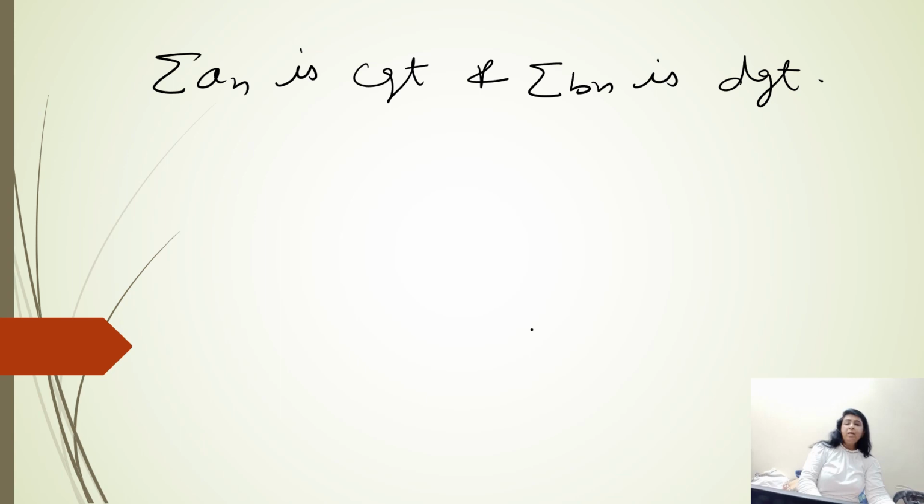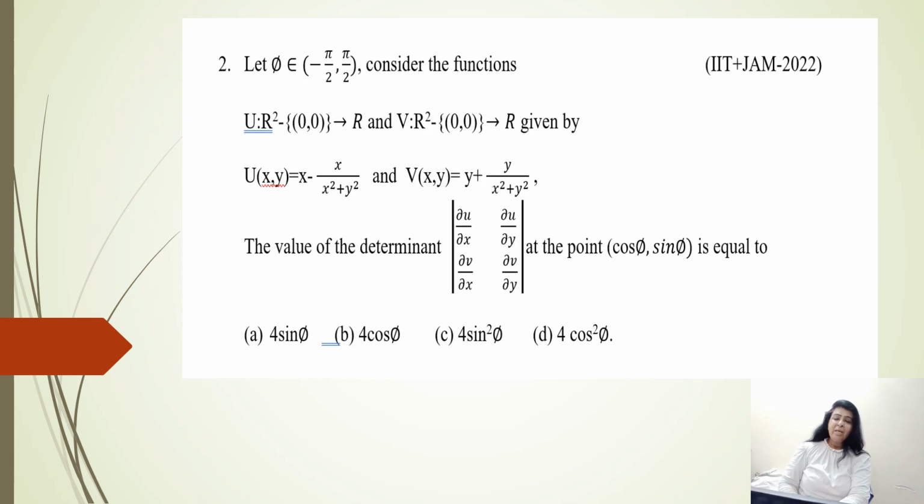So this is the result. An we have proved it with the help of ratio test, and Bn we have proved it with the help of comparison test. So our series sigma An is convergent and series sigma Bn is divergent. This is the conclusion.